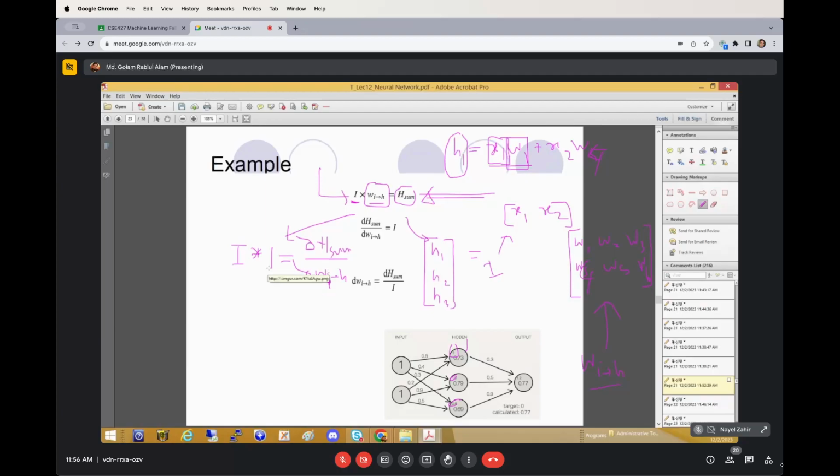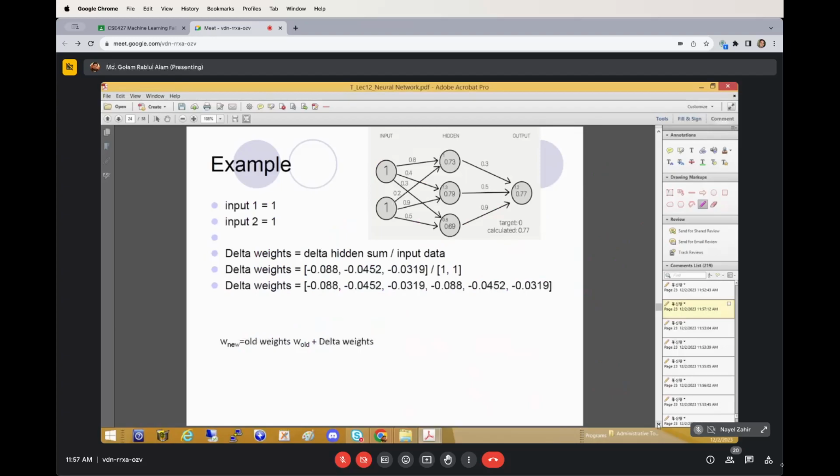So in this case, from here we can write delta w I h, input to hidden layer, will be our delta hidden sum divided by just the input. So this is the equation. Okay, we already got delta hidden sum in our previous calculations, and then we have to divide that by our input, then we will get delta w I h.